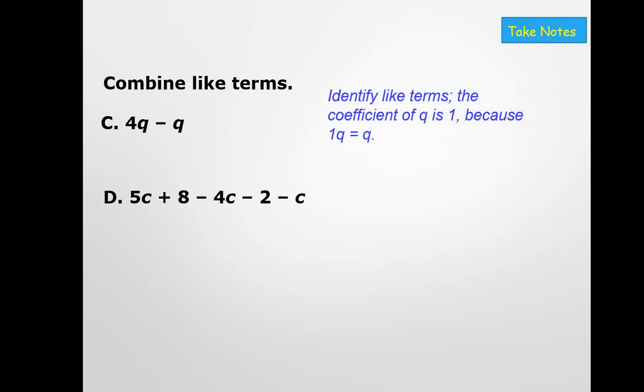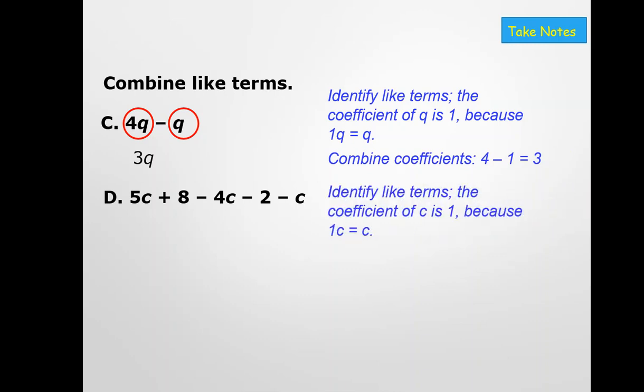All right? So, identify the like terms. The coefficient of Q is 1 because 1Q equals Q. Again, that coefficient of 1, we never write it in there, but it's implied. And so if you have 4 or something, you take away 1, you have 3. So it's 3Q.